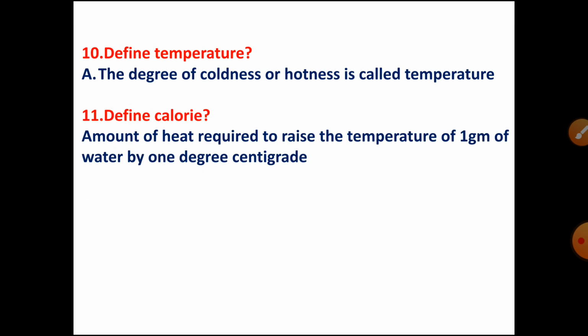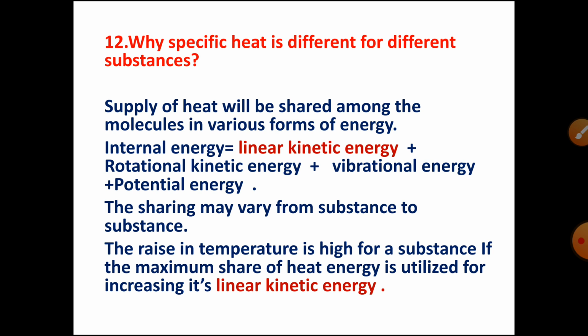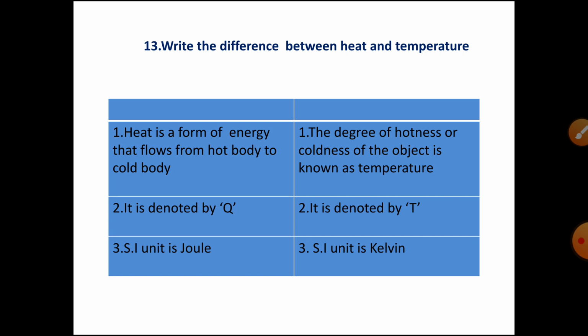Now define temperature. The degree of coldness or hotness is called temperature. Define calorie. Amount of heat required to raise the temperature of 1 gram of water by 1 degree centigrade. Why is specific heat different for different substances? In the coming video we shall see this question. Afterwards they will ask you some questions. What is the difference between heat and temperature? Then you have to write the definitions of heat and temperature as the first point.